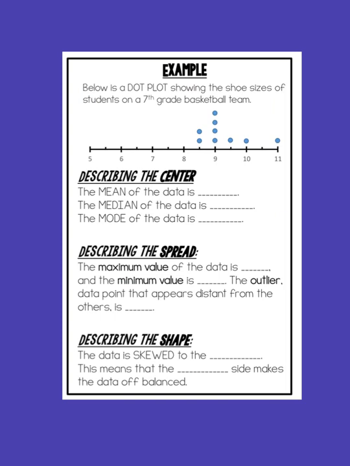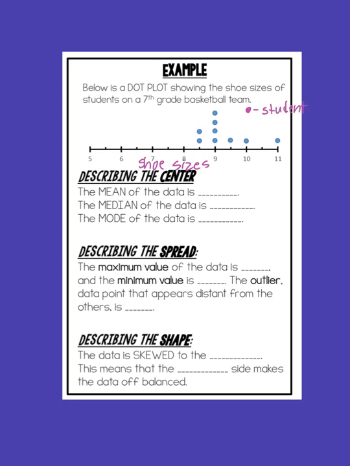Below is a dot plot showing the shoe sizes of students on a 7th grade basketball team. So let's look at this. What does the 5, 6, 7, 8, 9, 10, 11 represent? That's representing our shoe sizes. So what does each dot mean? Each dot is representing a student on the team. So that's their shoe size.